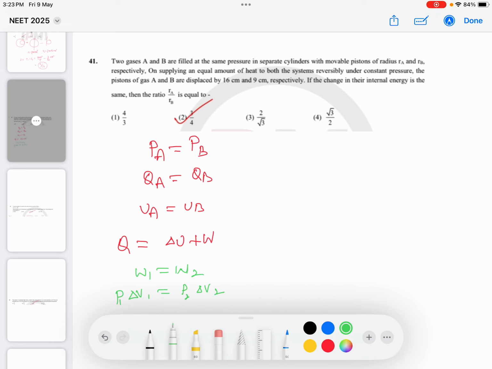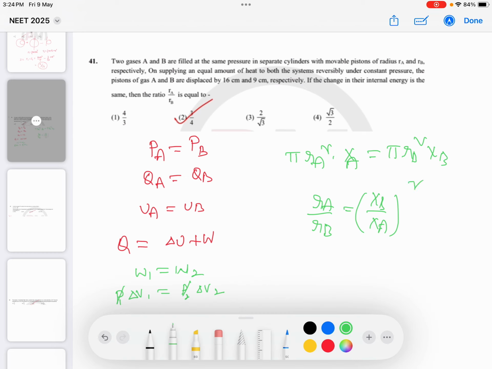So for this case, pressure is equal to force by area. Pressure for both is the same. Volume is equal to area into length. Area is nothing but pi into RA square, into some length xA, and pi into RB square into some length xB. So RA divided by RB is equal to the square root of xB divided by xA.